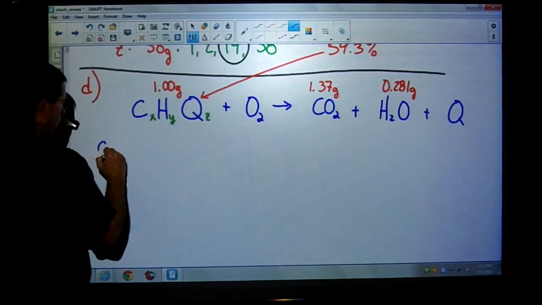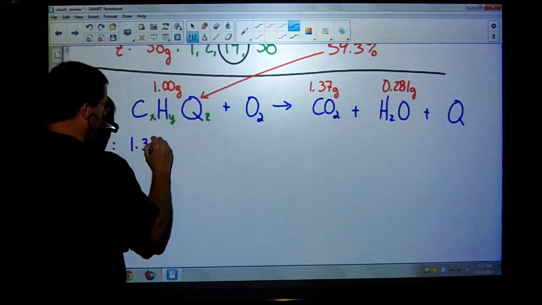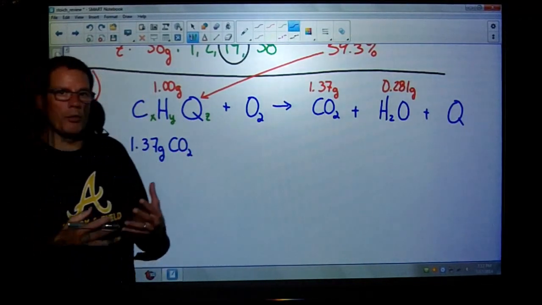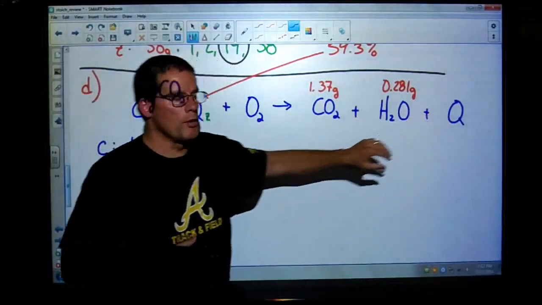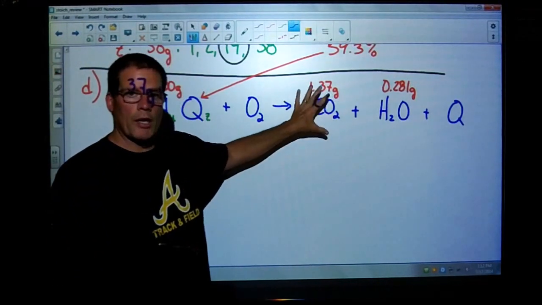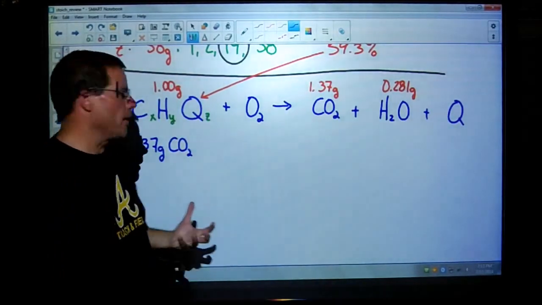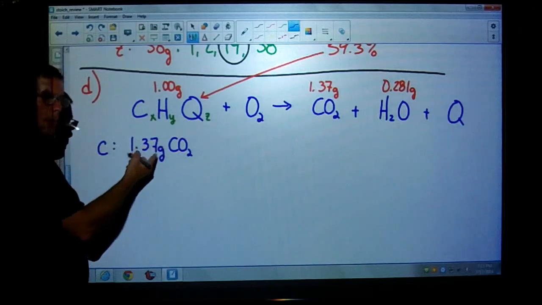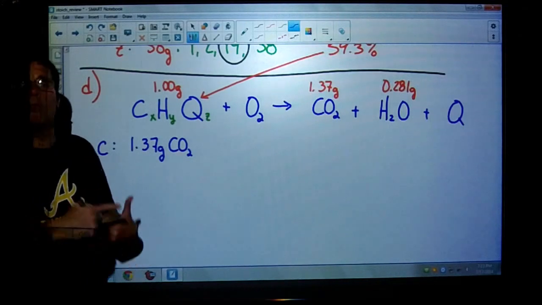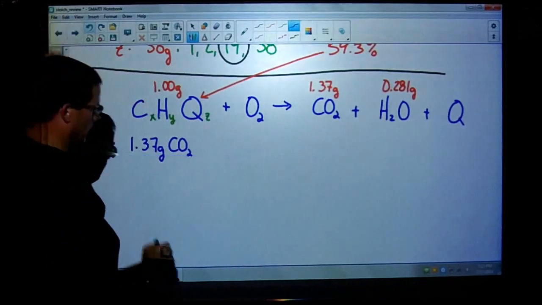So let's do this. Let's find out how many moles of carbon we have. So let's start off with what we know. We have 1.37 grams of our carbon dioxide. Now what's cool about this is we're actually doing a stoichiometry problem, but we don't have a balanced equation. What we have is a balanced chemical formula. So we can do stoichiometry on an individual formula just as easily as we can do on a balanced equation. And that's what we have to do right now. So to find out how many moles of carbon, I'm going to find out, first of all, how many moles of carbon dioxide I have, and then do a mole ratio of how much carbon is in carbon dioxide.